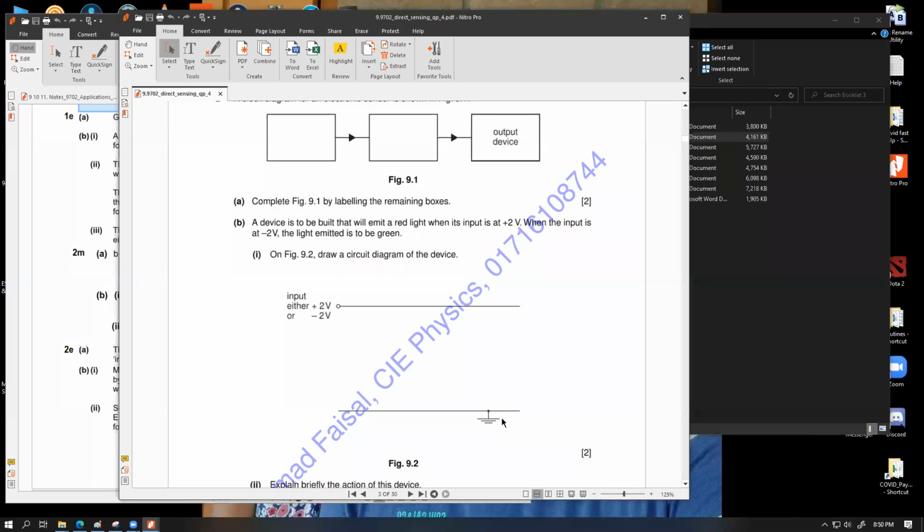Another thing, sir, what does saturation mean? Saturation means the output of the op-amp becoming equal to the highest value of the supply voltage, either the highest positive supply voltage or highest negative supply voltage.